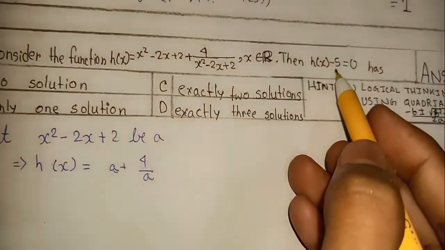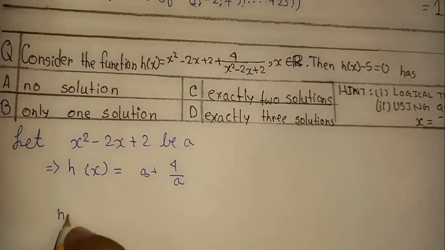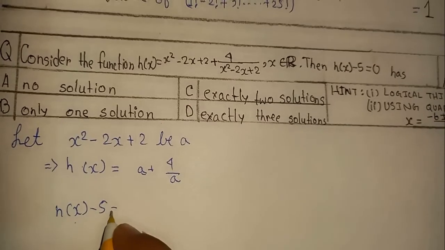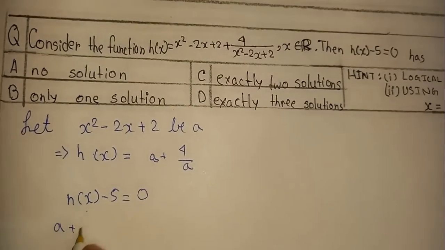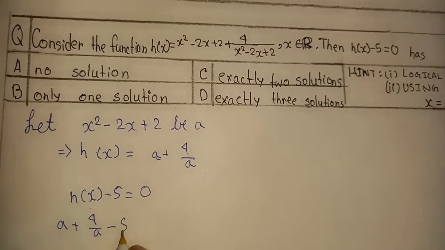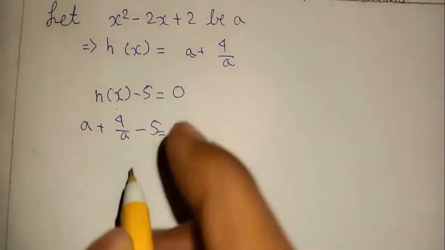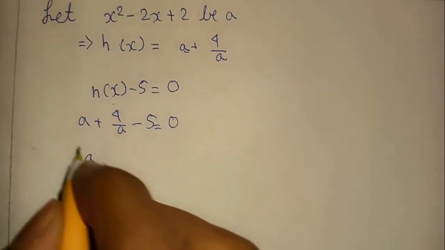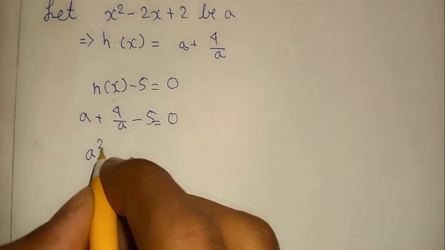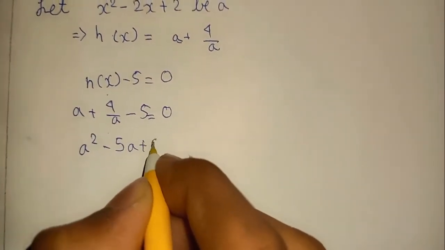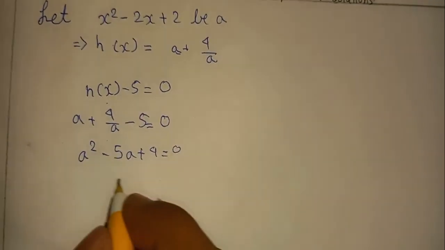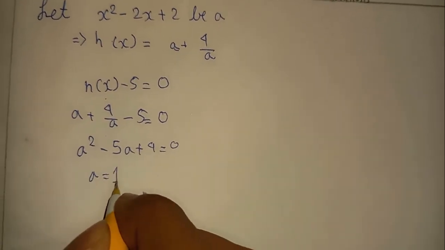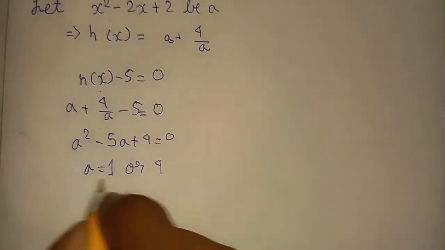Now according to this question, we have h of x minus 5 equals 0. Now we can write a plus 4 by a minus 5 equals 0. Let us multiply the whole equation by a. We get a squared minus 5a plus 4 equals 0. On solving this, we get a can be 1 or 4, either of the two.